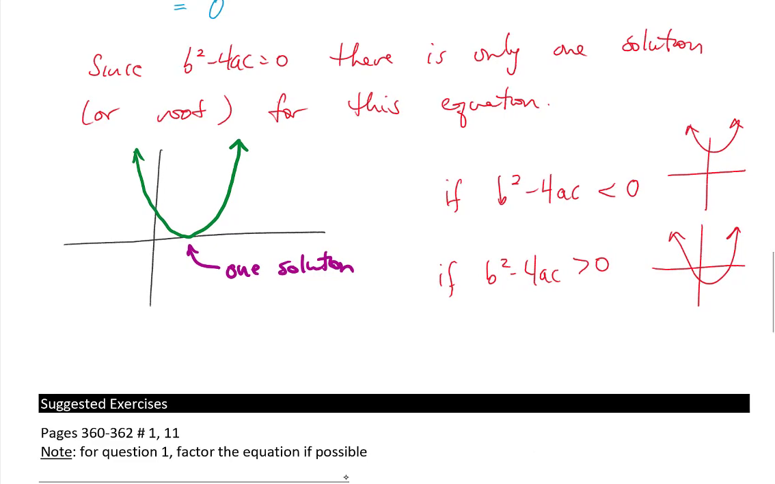Again, there's some questions you can practice there at the bottom, pages 360, 1 and 11. And note for question 1, try to factor the equation if possible. There are some that will not be factorable, so you'll need the quadratic formula. For those that are factorable, please practice that method. And good luck.